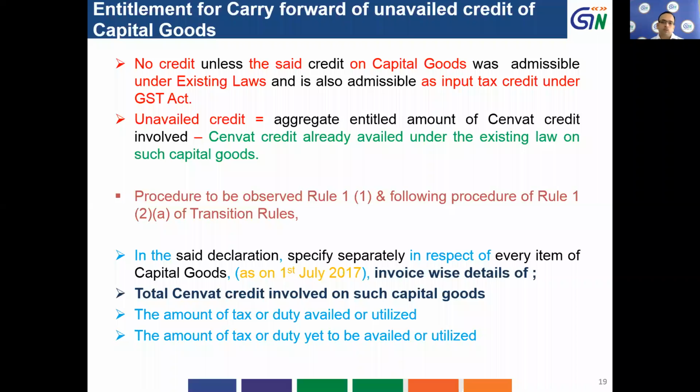What is covered here is capital goods credit which was not taken earlier, not shown in the return, was admissible in the earlier law, and is admissible in the current GST law. Then he is entitled to take that credit. The credit available to him is the aggregate entitled amount of Cenvat credit, reduced by the Cenvat credit already availed under the existing law in such capital good. So whatever is admissible minus whatever has already been availed. The procedure to be observed is given in Rule 1(1) and Rule 1(2)(a) of the transition rules. He has to file a declaration in respect of every item of the capital goods. He has to give invoice-wise details, the total Cenvat credit involved, what is availed or utilized, and what is yet to be availed or utilized.